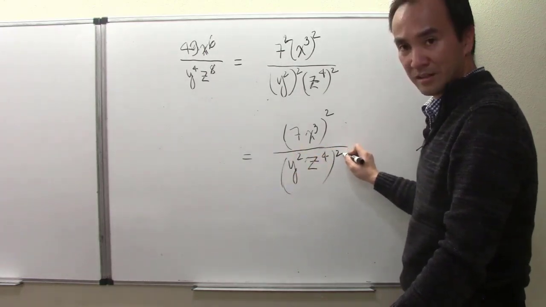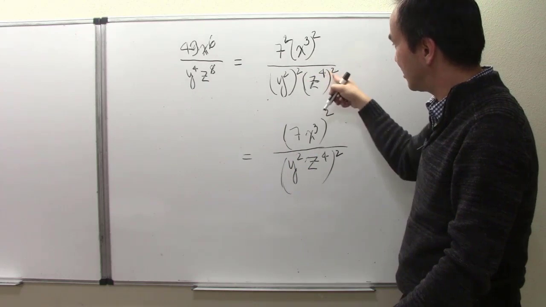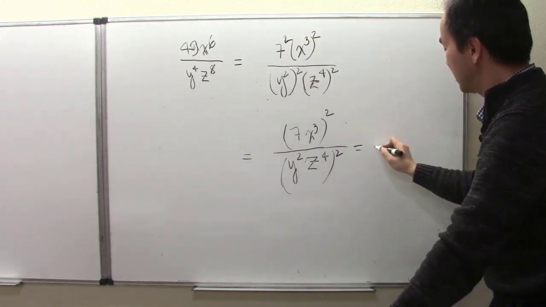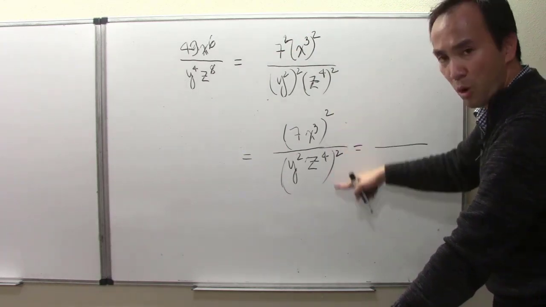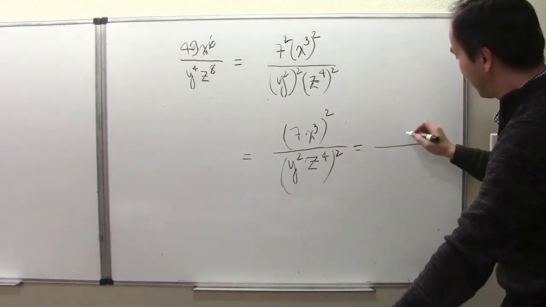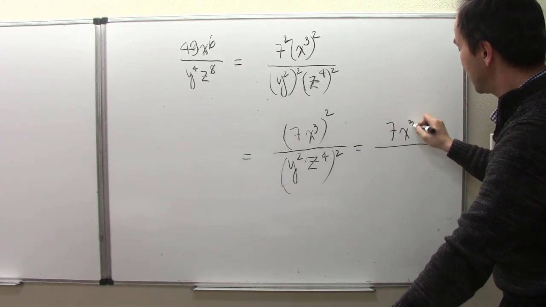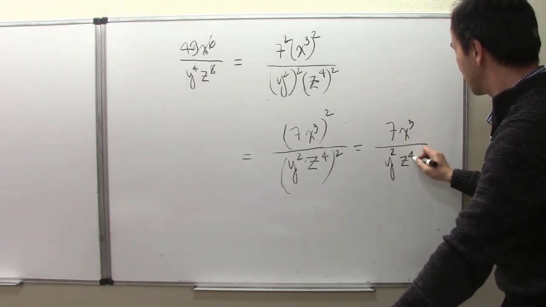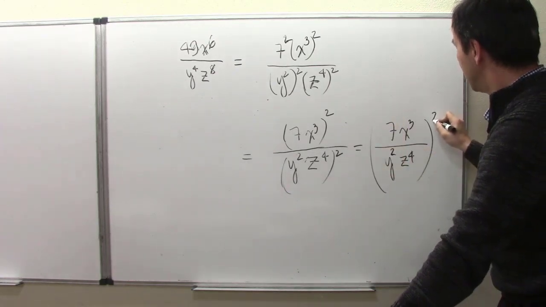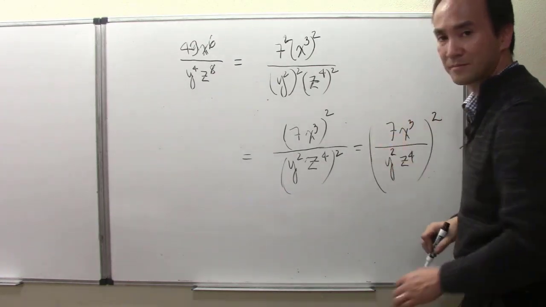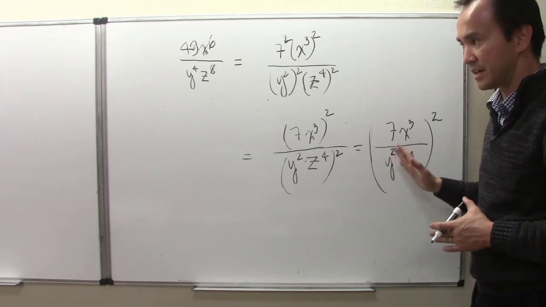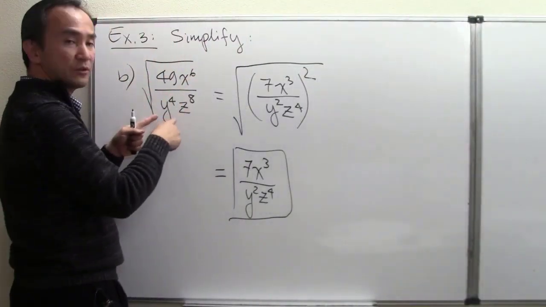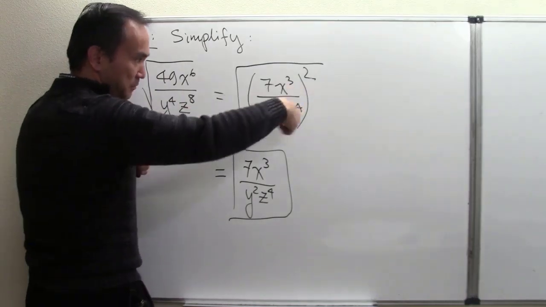all squared, because these are having like powers in a product. And so now I can even further see these are in a quotient having like power in a quotient. Now I can put them as 7x cubed over y squared z to the 4th, all squared. And that's how I can explain this 49x to the 6 over y to the 4th z to the 8th becoming a perfect square so quickly.